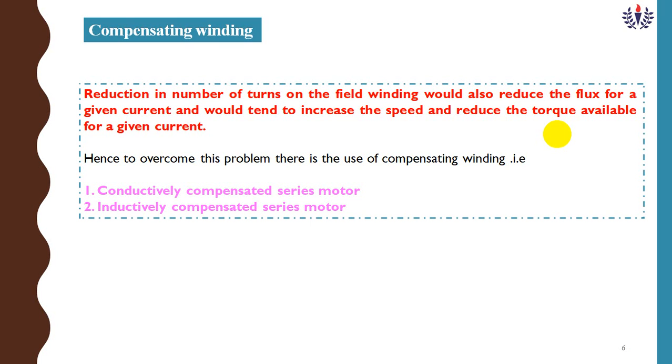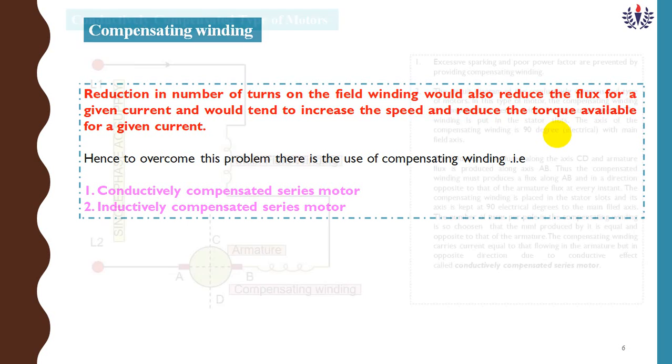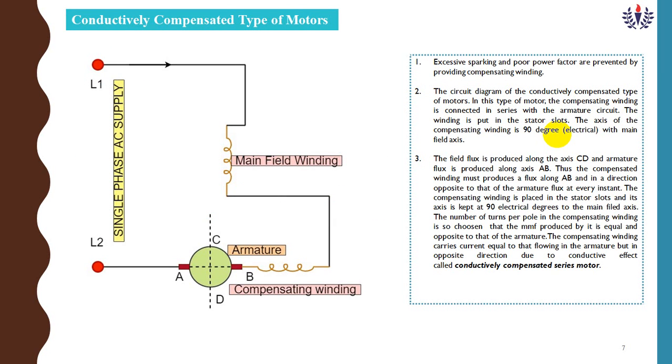So this compensating winding is classified into two types. One is the conductively compensated series motor. The second one is the inductively compensated series motor. This is the conductively compensated series motor.